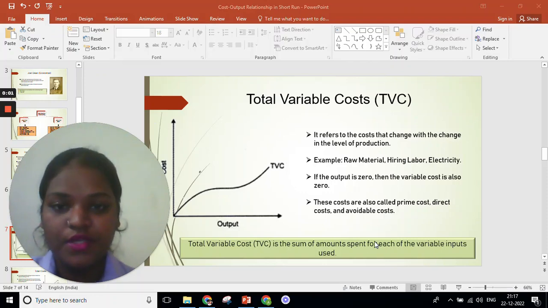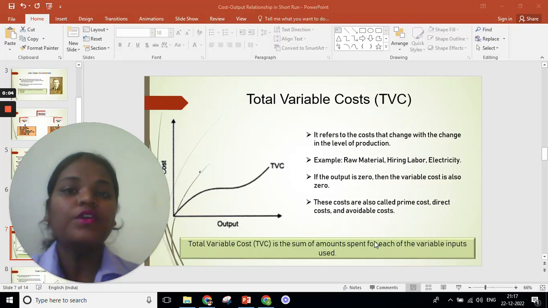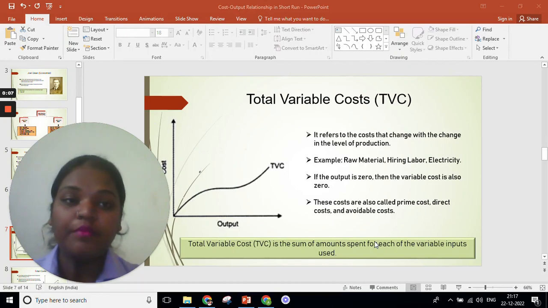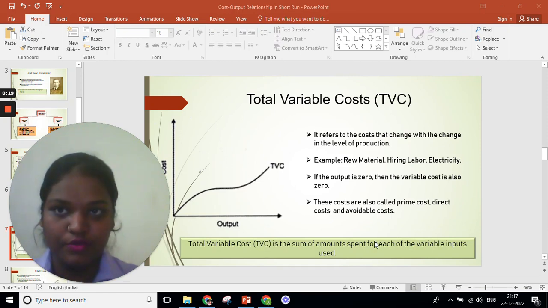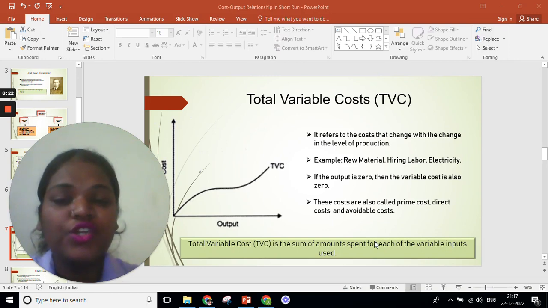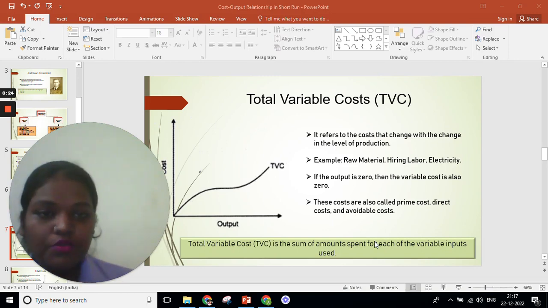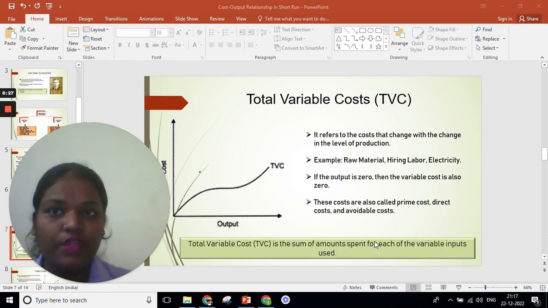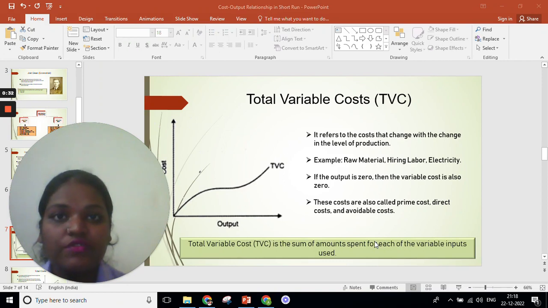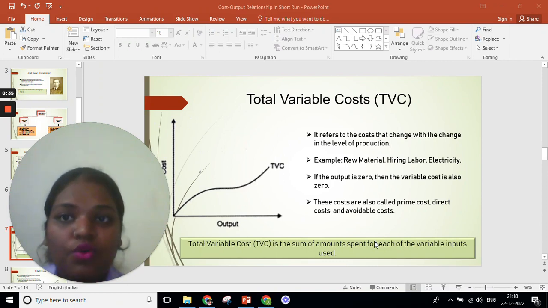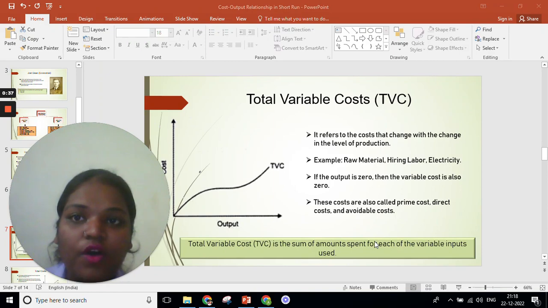The next concept is total variable cost. What is variable cost? Amount spent by the firm on the variable inputs. If the fixed cost was the amount spent on fixed inputs, then variable cost is the amount spent by the firm on variable inputs. These costs change with the change in output, which means as there is a change in output, there will be a change in variable cost. Variable costs are functions of output.